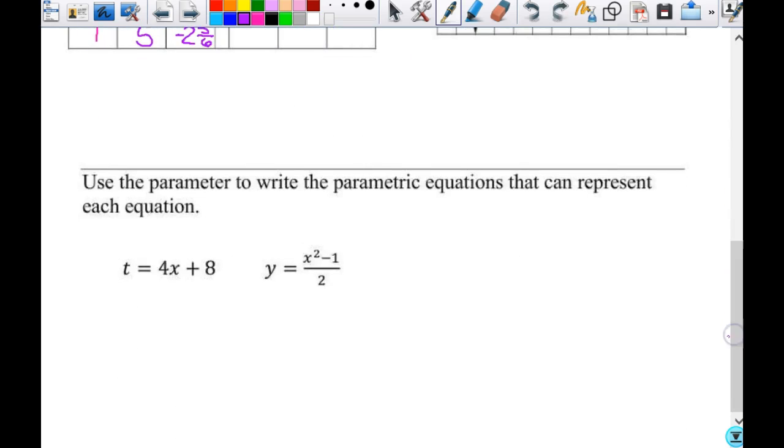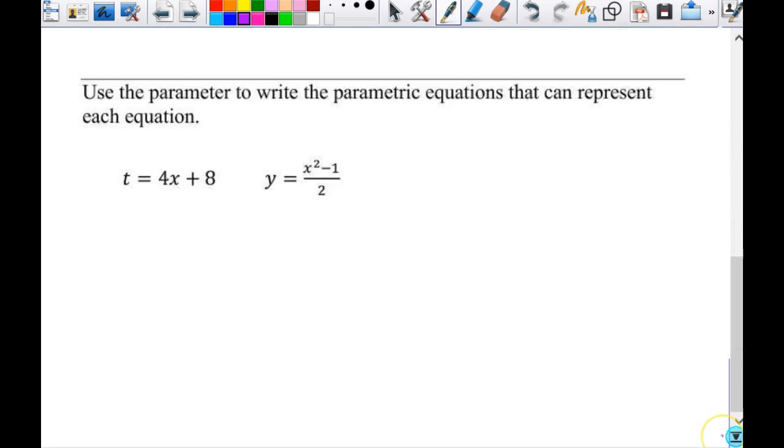So now let's just look at this one. It says use the parameter to write the parametric equations that can represent each equation. Now this is the part where it did say then graph, but there was no interval. And I cannot find any explanation on how you're supposed to know without guessing and checking, and I am not a fan of that. So we're going to use the parameter. This is our parameter, our time, our temperature, our whatever that is related to x, and this is our y.